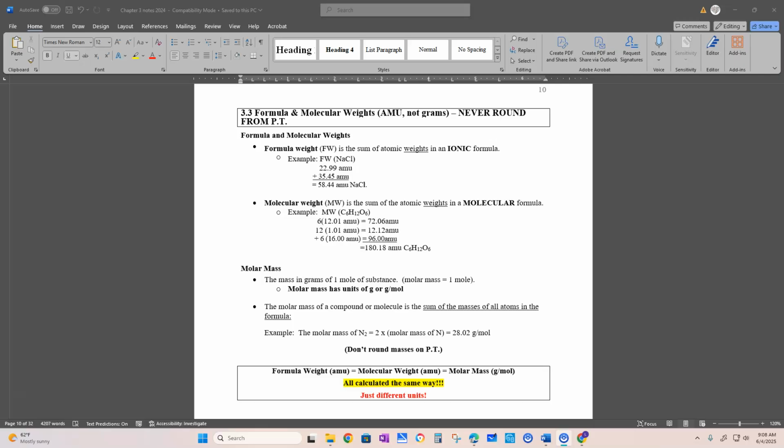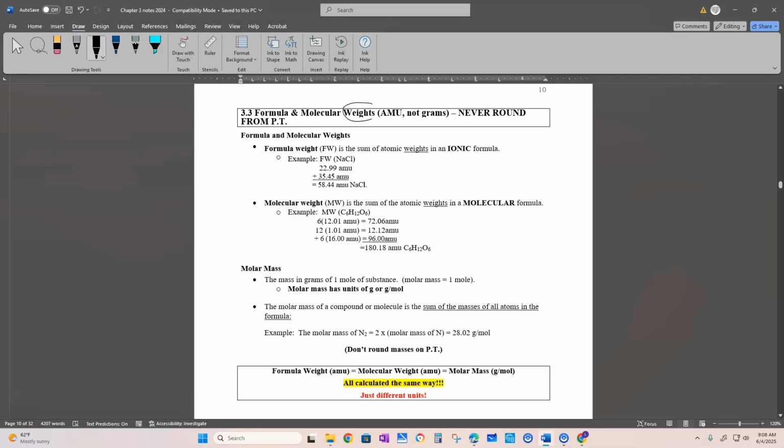So with formula and molecular weights, remember weights is looking at that gravitational force. We use AMU, not grams, because it doesn't say the word mass. When you're doing this calculation, you want to use the periodic table fully. Don't round any numbers from the periodic table. So first, let's look at the difference.